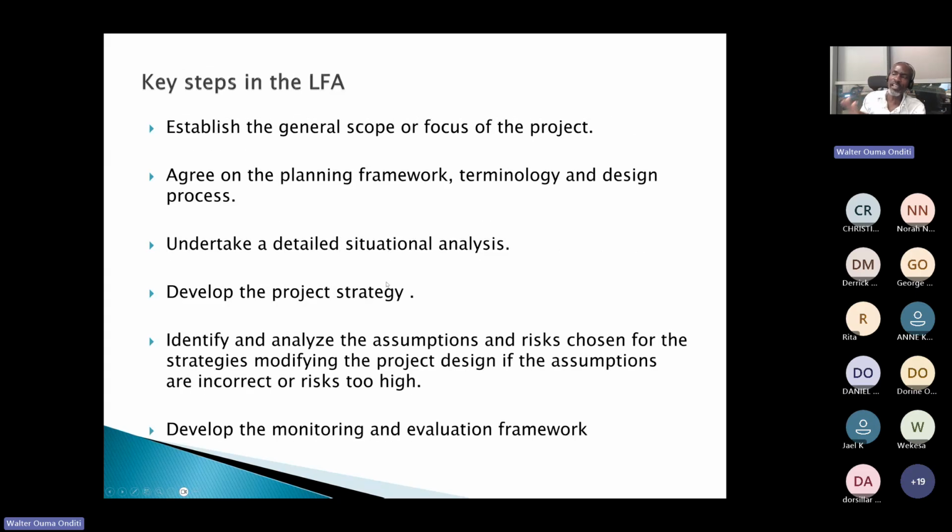So establish the general scope or focus of that and agree on the planning framework, which you are calling the logical framework, terminology and design. Now, terminologies here are very key. They must be understood by the partners. They must be understood by the stakeholders. So then we are all together. And undertake a detailed situational analysis. Perform this situational analysis to be able to know where you are today. How feasible is it? And of course, going forward, would you be able to do that? Develop the strategy, the project strategy.